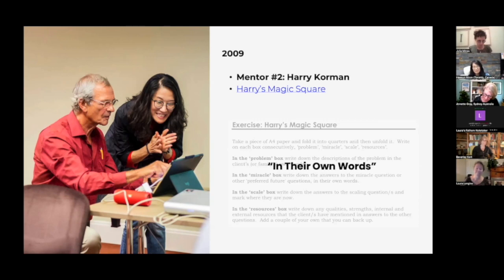I didn't really notice that until later on, but it was right there: in their own words. Write down what they actually say, not what you think you heard. So that was my encounter with Harry. And hopefully, as you listen to some of these things, I hope that you also think about your own mentors who influence your work.